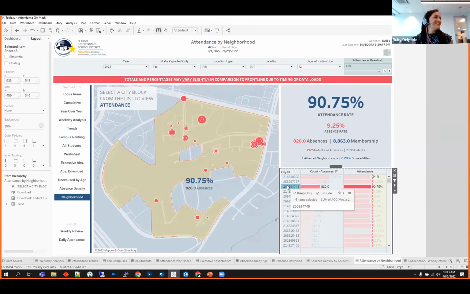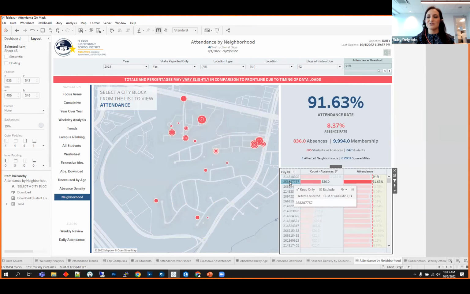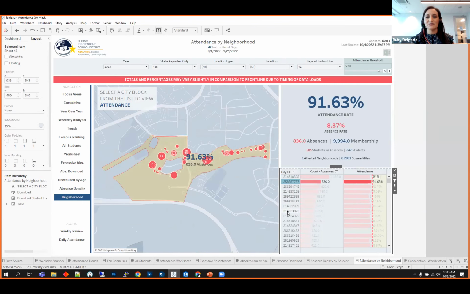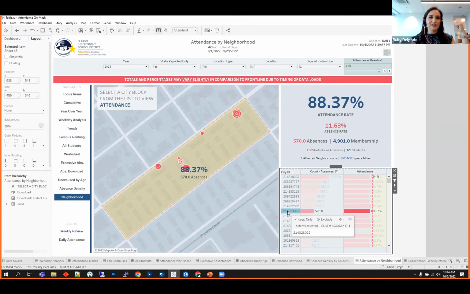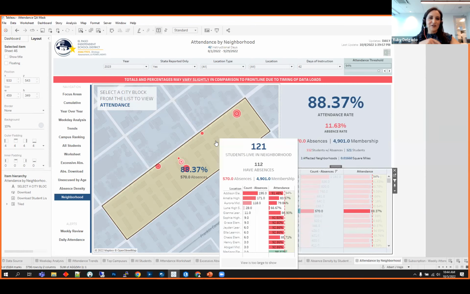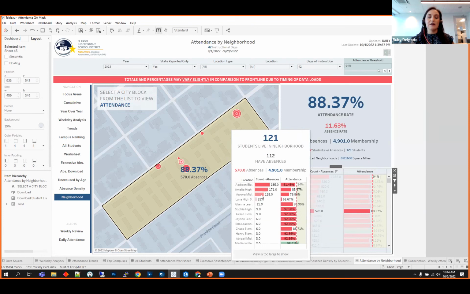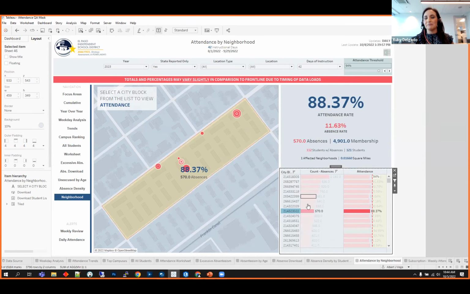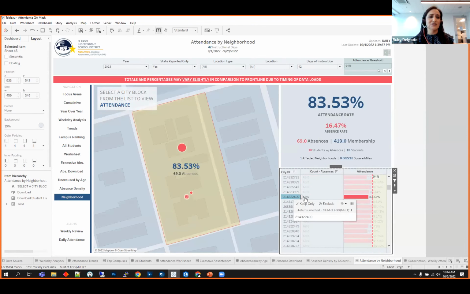So timelines. I think everyone knows and understands that in a school district, most of these requests are, you know, we need it yesterday, we need it in the next 5 minutes, we need it now. We're sitting in a board meeting, we're sitting in the superintendent's meeting, we need the information now. So the timelines are quite short.